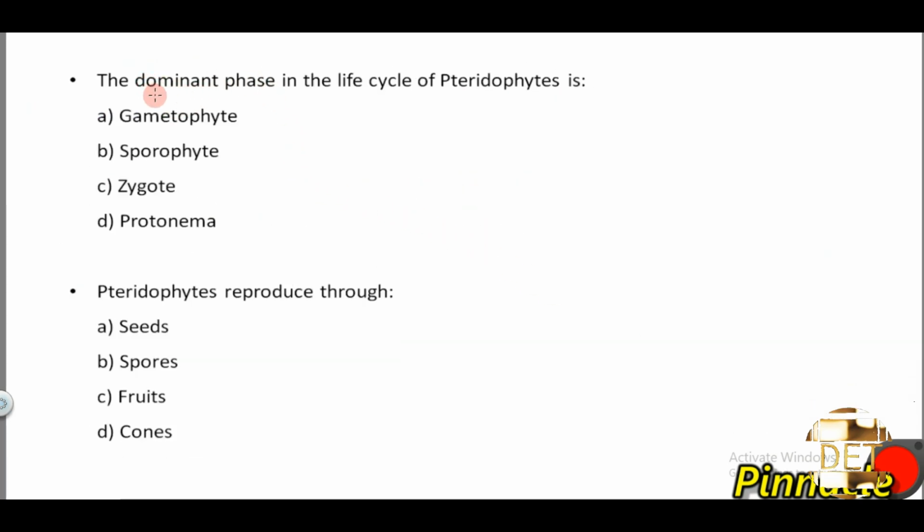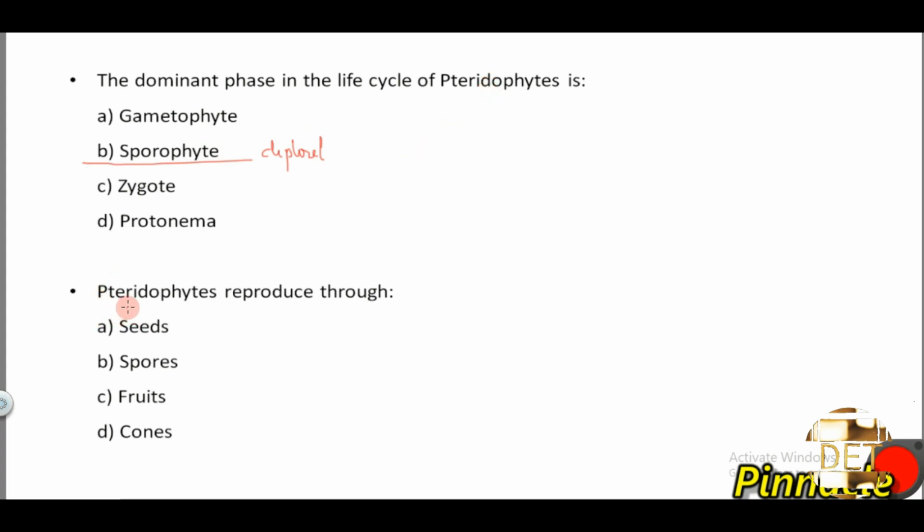Let's look at another question. The dominant phase in the life cycle of pteridophytes is what? We've looked at the life cycle of pteridophytes, and when looking at the features, I mentioned that the dominant phase is the sporophyte generation, and it is diploid in nature. In Bryophyta, the dominant phase is the gametophyte. So note the difference between the gametophyte and sporophyte generation in both pteridophytes and bryophytes.